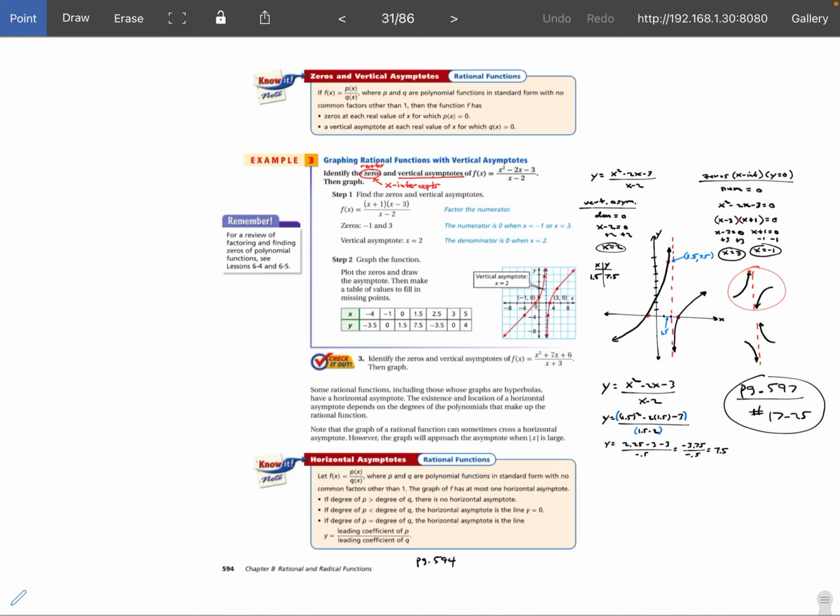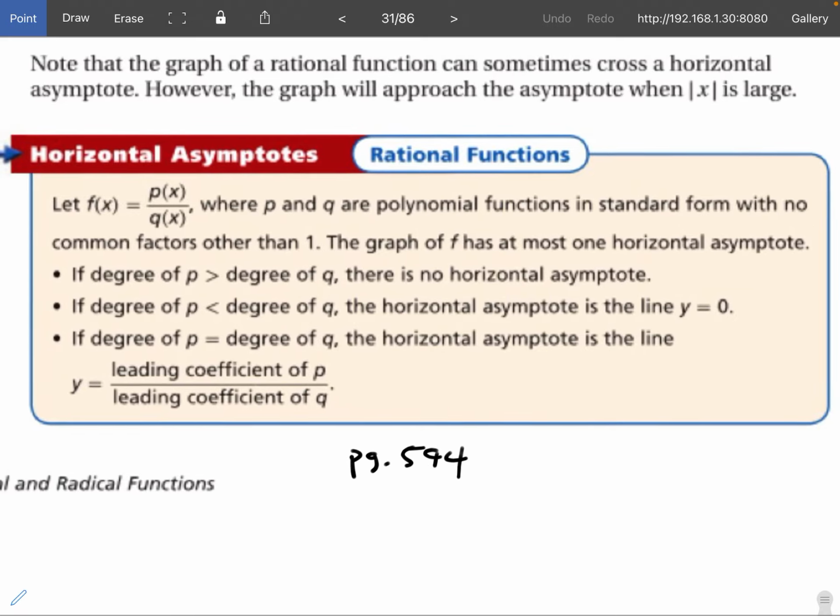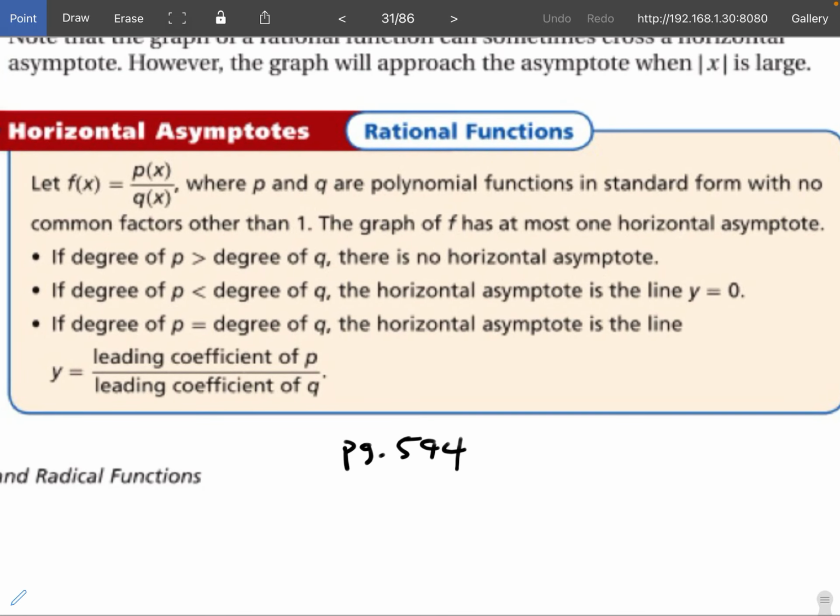Okay, so what we're looking at here then is, again, the box that I asked you to write down yesterday for your notes. You can use it on the test. It's on the bottom of page 594 here. And I need to talk about what this actually means. So what we're looking at is rational functions, okay?